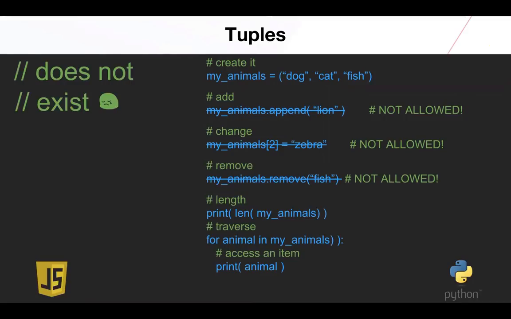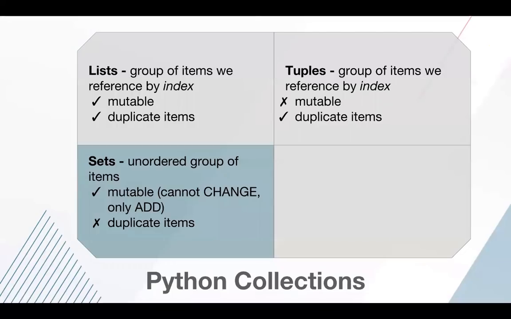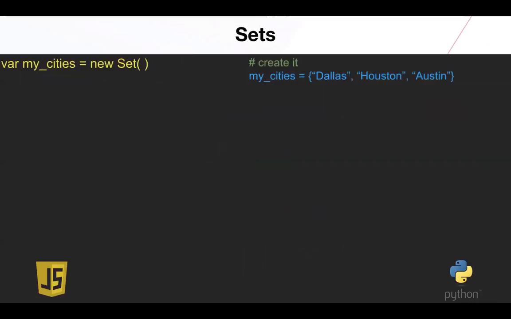And there's not really a good equivalent to this in the built-in classes in JavaScript, right? We also have available to us in Python sets. So sets, they are mutable, right? So we can't necessarily change values in our sets. We can add values to our sets. But sets, unlike lists and tuples, do not contain duplicate elements.